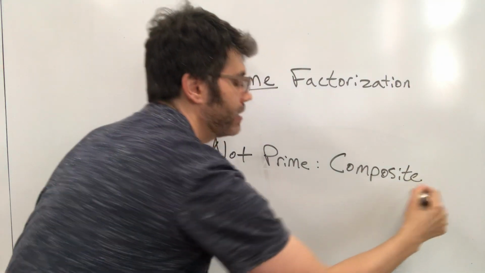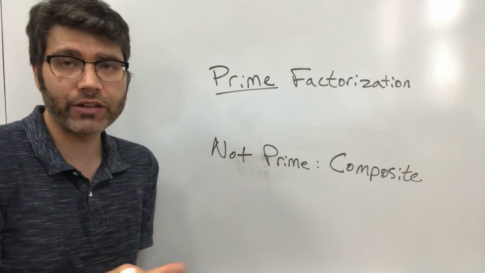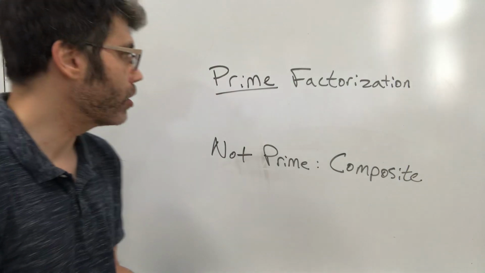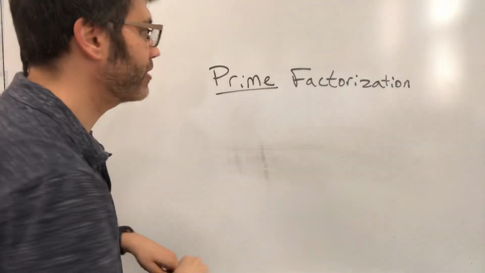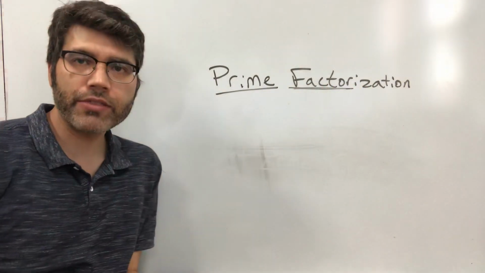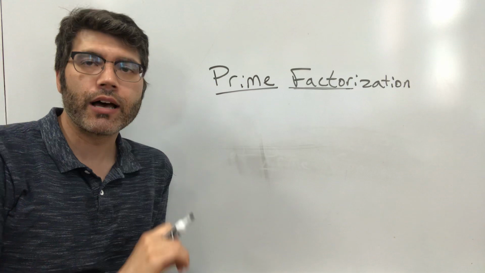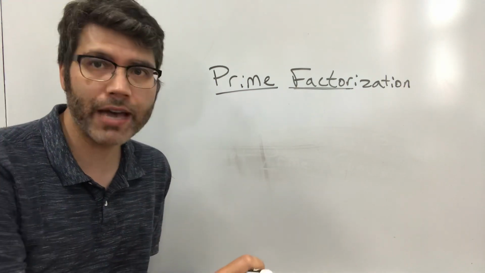Numbers that are not prime have a name, and those are composite numbers. Composite numbers are composed of factors other than 1 and itself, so that's why they're called composite. Okay, so that's what prime numbers are. Factorization. What does factor mean?